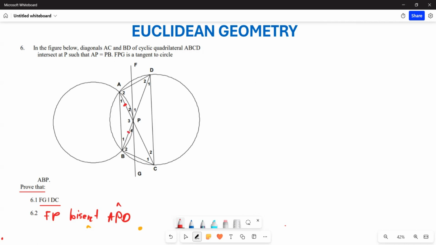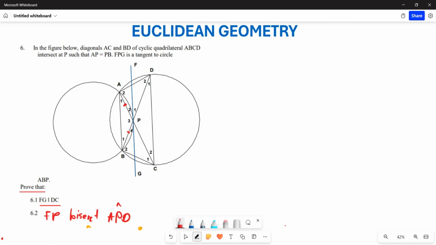They are also telling us that FPG is a tangent of the smaller circle. So what can you take from here? We are going to start here. In order for us to prove this, let's start with this.